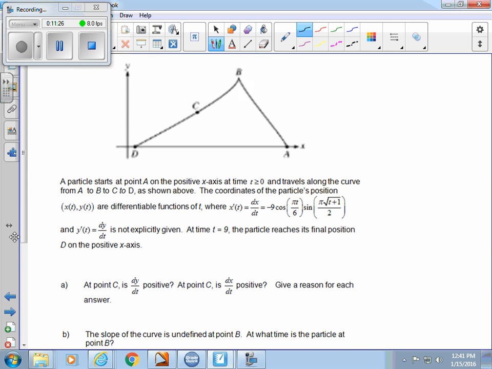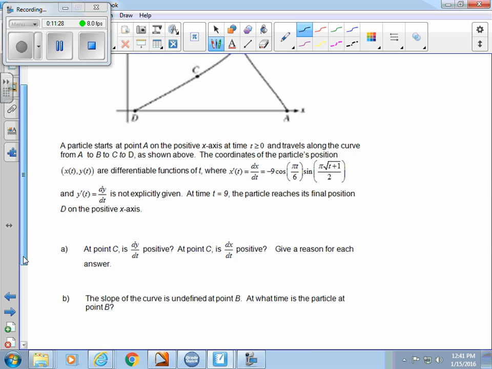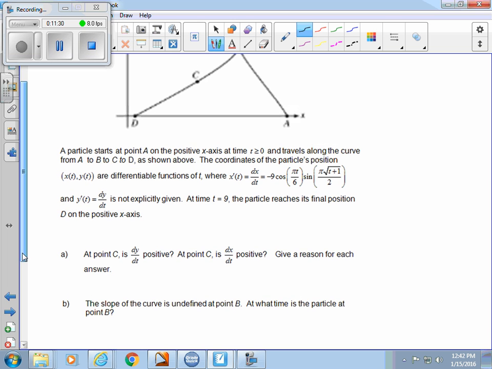Okay, one more problem for the day, and we will be finished. This is a real AP problem. So you can kind of get to see a real open response AP problem on vectors.